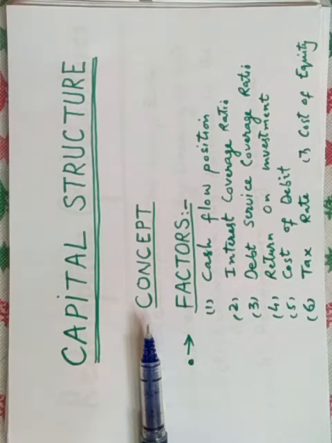The various sources of obtaining business finance can be classified into two categories. Number one, owners' funds, equity, and number two, borrowed funds, debt. Owners' funds include equity share capital, preference share capital, and retained earnings. Ownership funds increase the financial strength of the company.